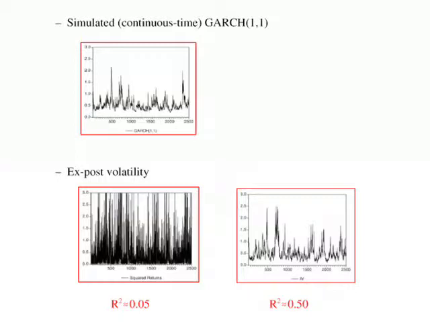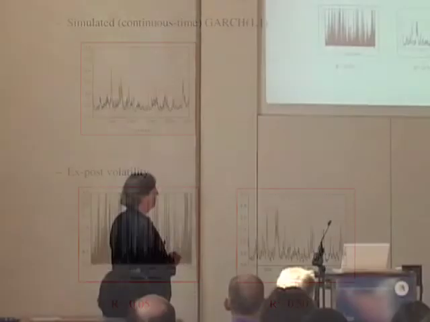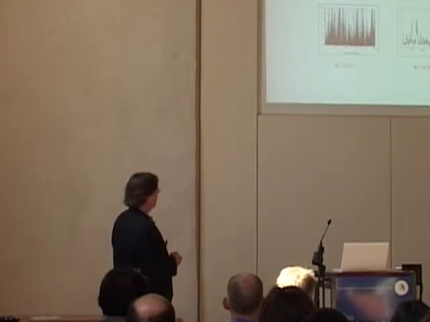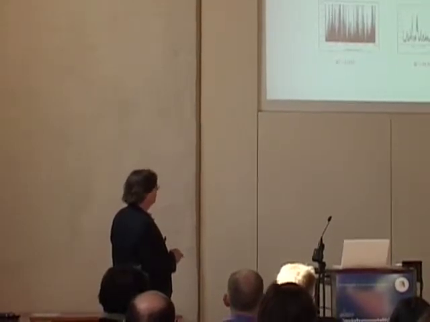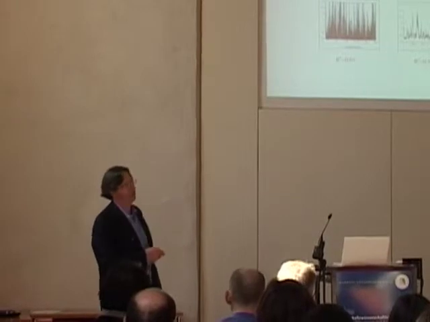Just to show you that here, this is in a theoretical setting. I simulated again a GARCH 1,1 model. This is what the 1 day ahead forecast looked like. This is what the true volatility looks like 1 day ahead. This is what the daily squared return looked like. This thing here does a lousy job forecasting that. You have an R-square of 5%. This does a good job at forecasting that. You have an R-square of 50%.